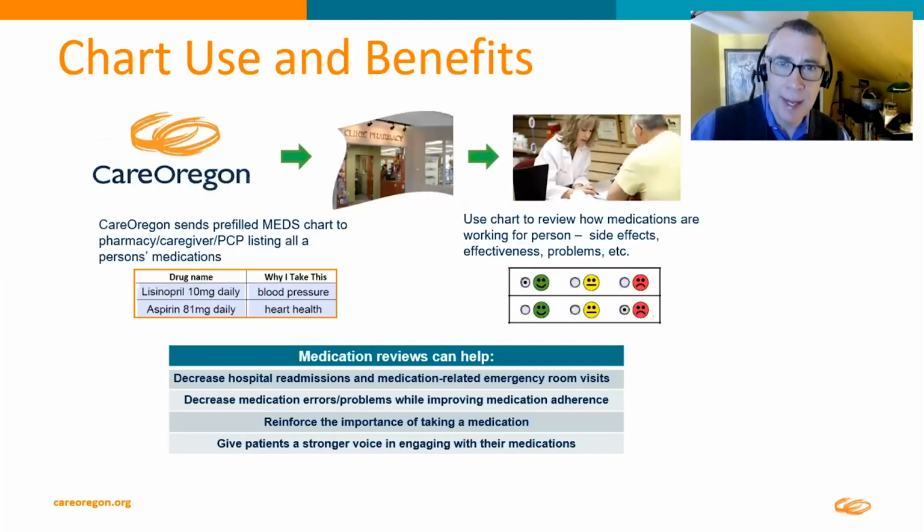So that's a lot of what we're trying to use tools like the meds chart for, right? We want to decrease hospital readmissions and trips to the emergency department. We want to improve medication adherence, but we want to make sure that we're helping reduce those errors that occur as well. We want to educate patients about the importance of taking their medications, so they understand the value of what it can do for their lives. And we want to empower people.